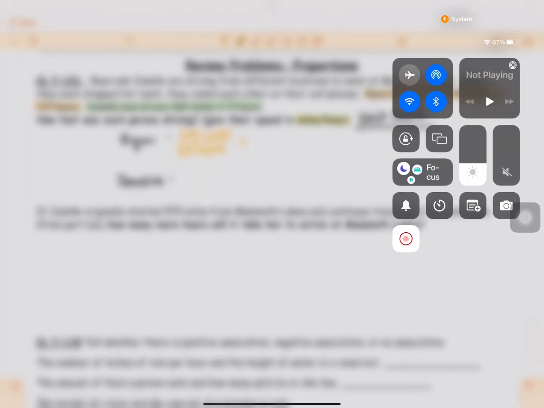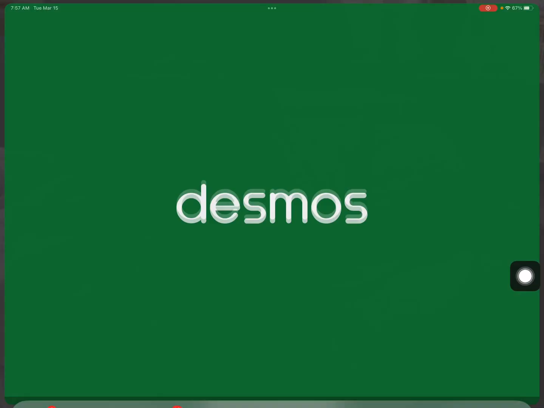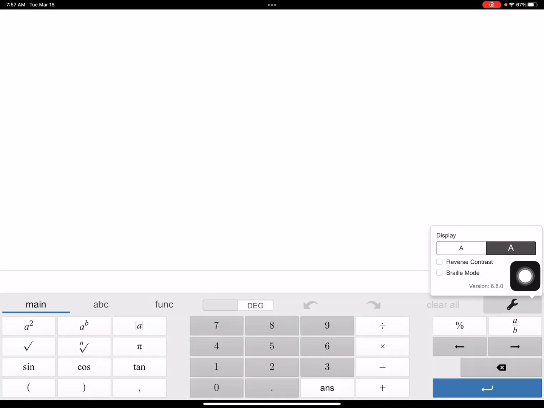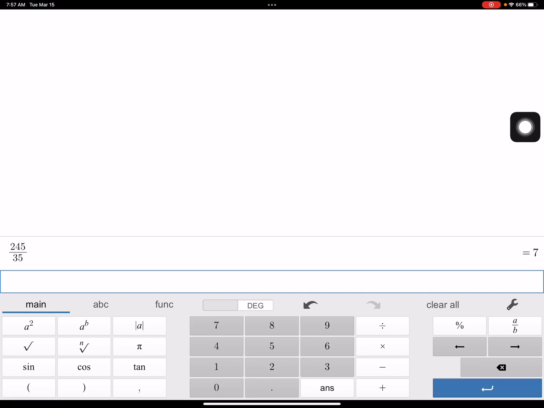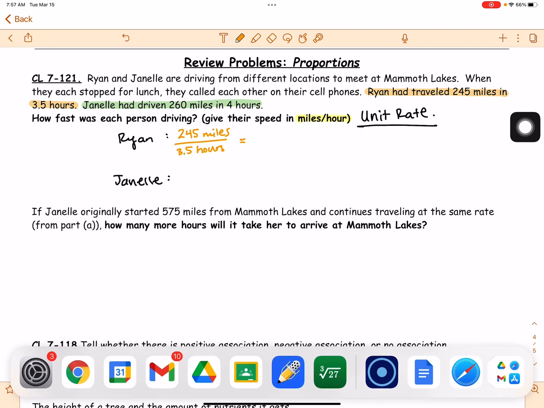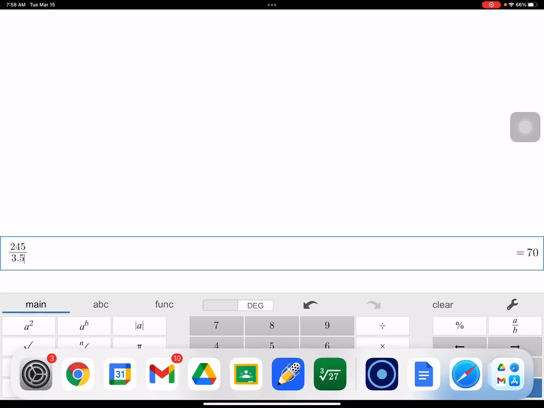So let me see if I can find my calculator. Oh, there it is. So it was 245 divided by 35, right? 245 divided by 35, let me make sure. Oh, divided by 3.5, my bad. Hold on. 3.5. 70, okay? So he's going pretty fast, honestly.